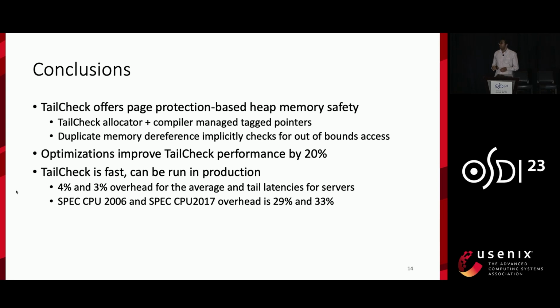TailCheck is fast and it can be run in production. We saw how there's a 4% and 3% average and tail latencies for the server. And it also performs well on SPEC's benchmark suites, SPEC 2006 and 2017, with overhead of just about 30%.